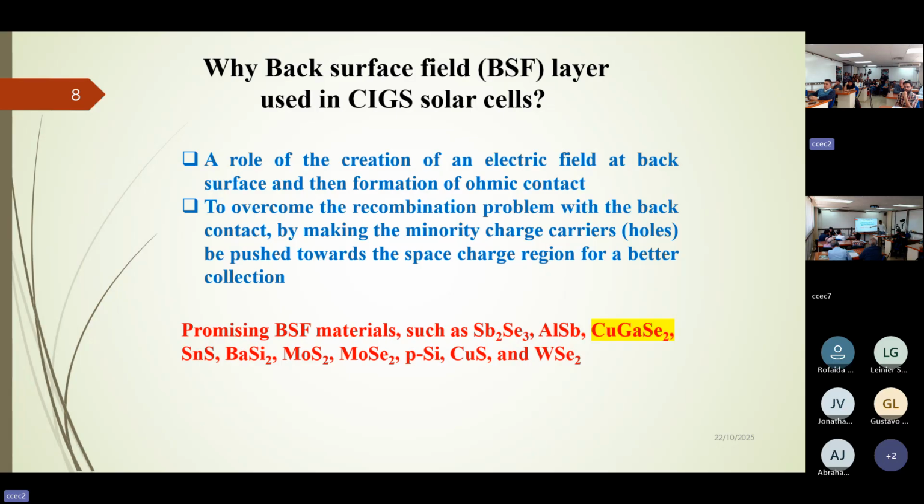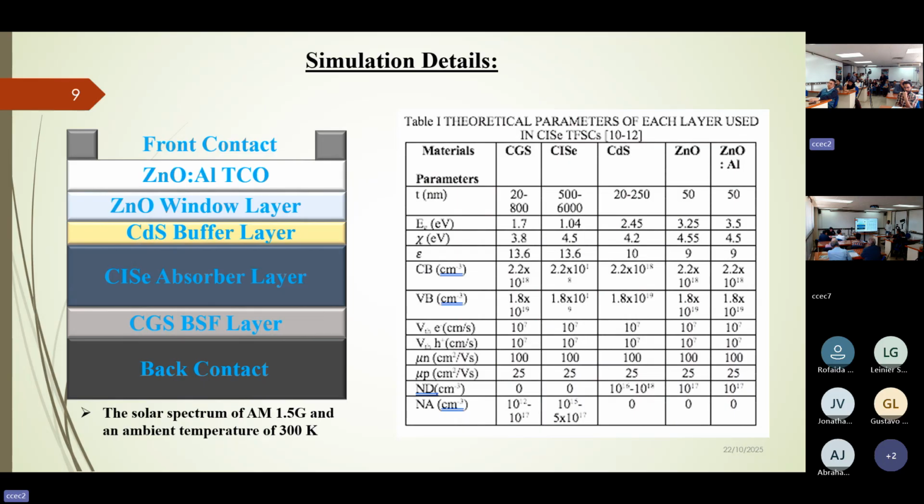So here are some promising BSF methods for copper indium gallium based solar cells. Here we'll mainly discuss copper gallium selenide. In the simulated structure we use the back contact, CGS (copper gallium selenide), CIS (copper indium selenide), CdS, zinc oxide, and the transparent conducting oxide. These parameters we have taken from previously published studies and our own work.